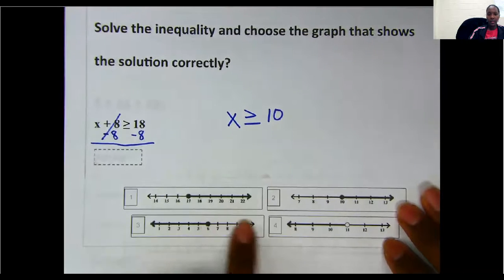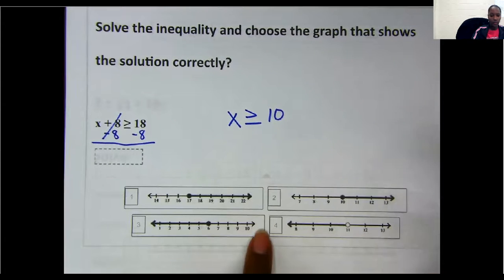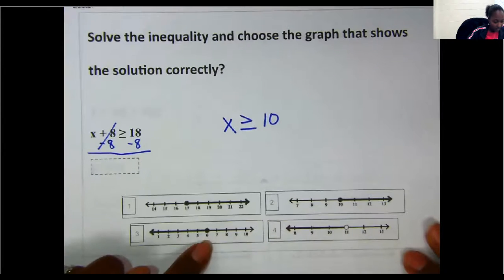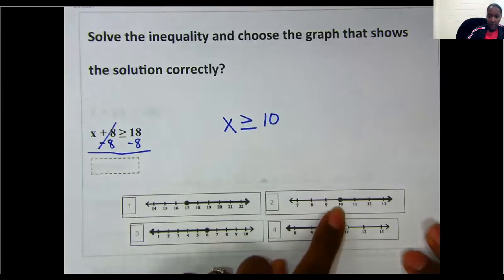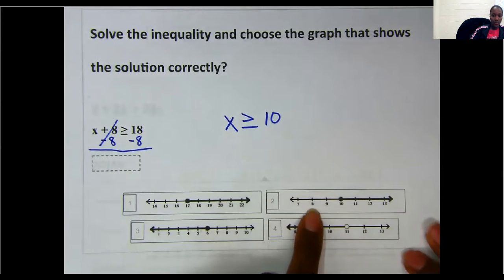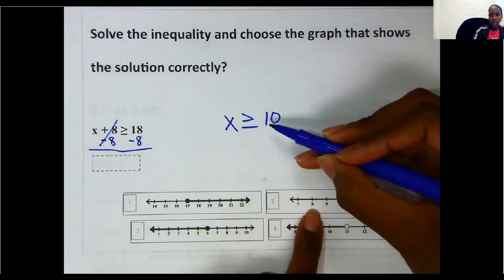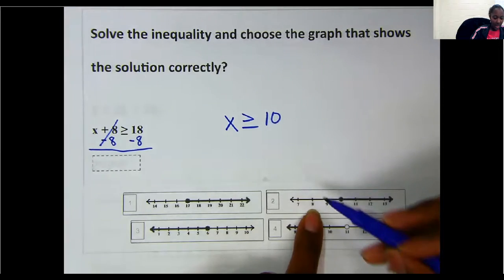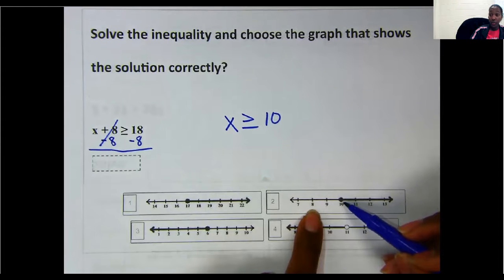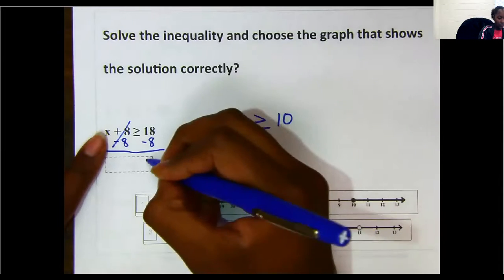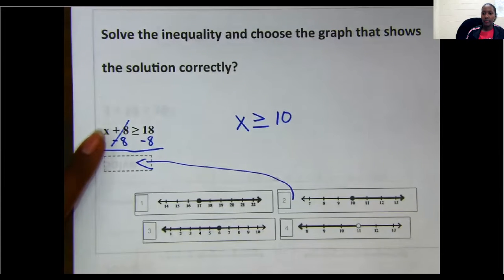Now I need to find the graph that matches it. Well, first of all, my answer is 10. So I'm going to look for my graph that has a 10 with a dot. Oh, there goes a 10 with a dot. And it happens to be the only one. So I didn't really have too much guesswork. But let's say this one was also a 10. I would then need to look at the inequality symbol. Because my inequality has the bar underneath it, it needed to have the solid circle, which this one does. So this would have been my solution to make it correct. Okay.